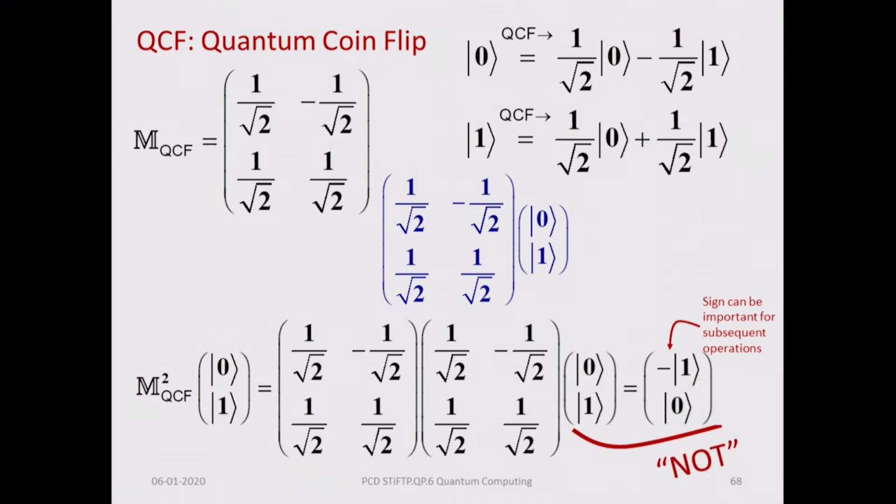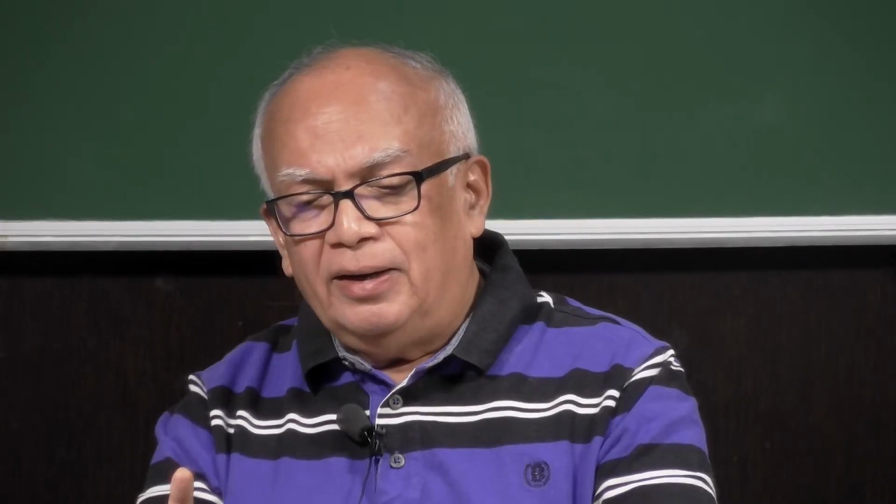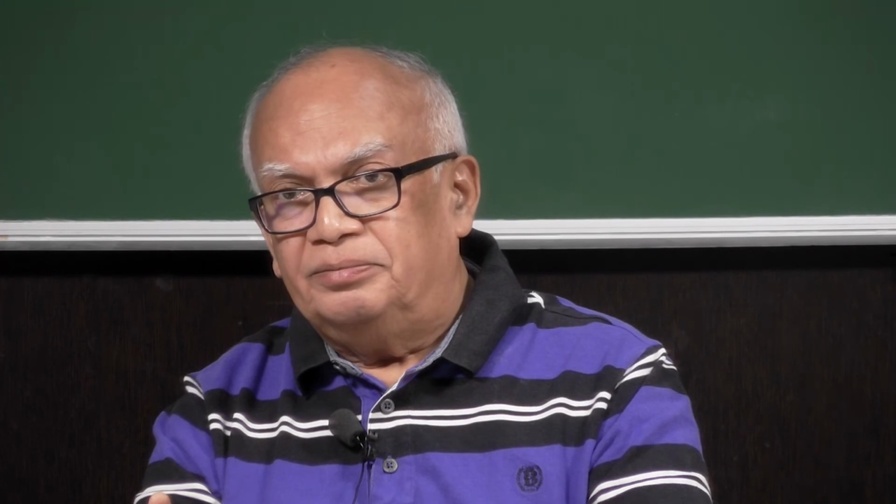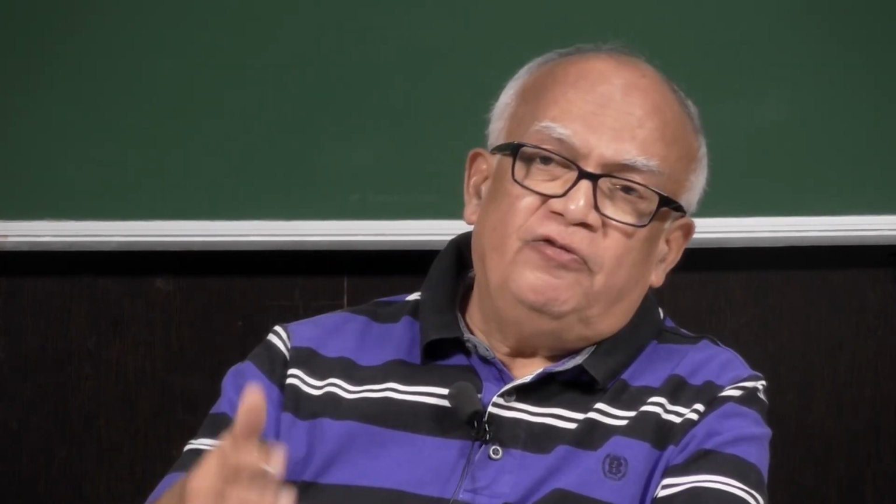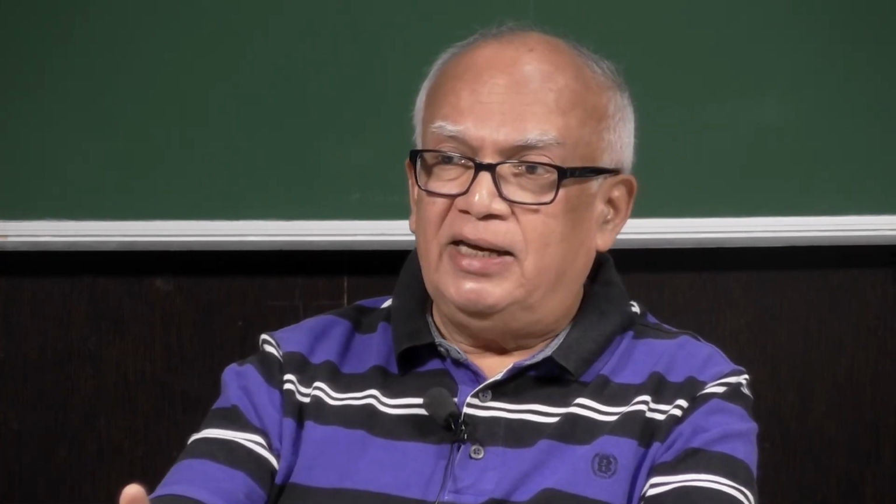Now if you use the quantum coin flip gate again, so you are now operating by the square, what do you get? You start with 0, 1, and you end up with 1, 0. But mind you, the 1 comes with a minus sign. Okay? But for a moment, if you ignore the minus sign, then recognize the fact that you started with 0, 1 and you are getting a 1, 0. So in some sense, it is a NOT gate. Nonetheless, there is a sign which can be of importance, because if you put this qubit through further gates, then that minus sign is going to be very important.